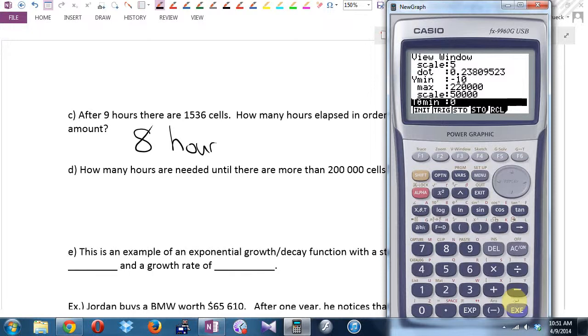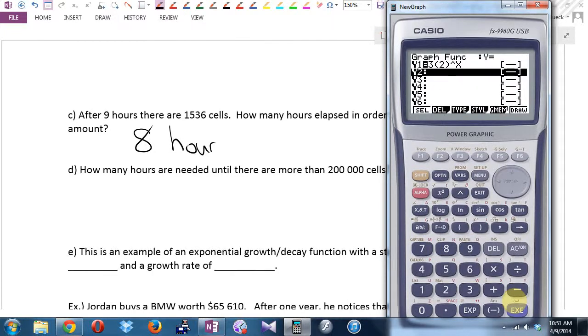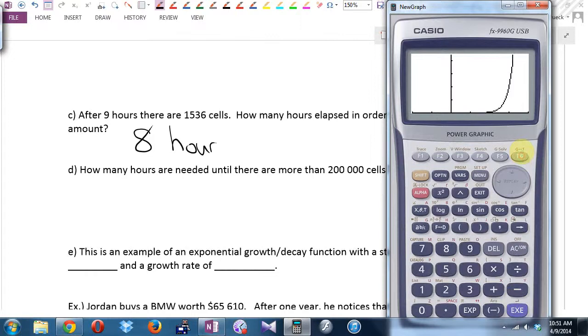Let's try that. Again, how did I get these numbers? I'm guessing, but I'm guessing intelligently. I have to fit 200,000 cells. Cells is the Y value because that's N. I better make sure my Y max is bigger than 200,000. I said 220,000. X is how many hours? I don't think 10 hours is enough. My X max was 10. Jordan said, let's try 20. Could be. Let's find out. Draw. I don't know. Let's see.